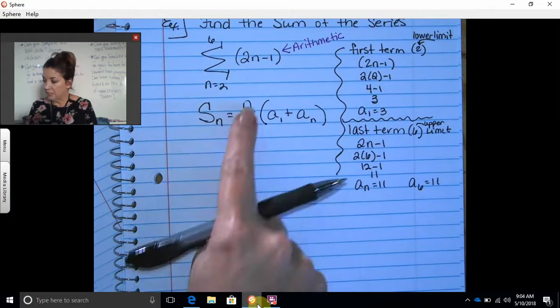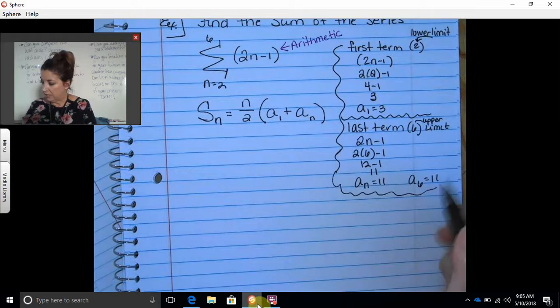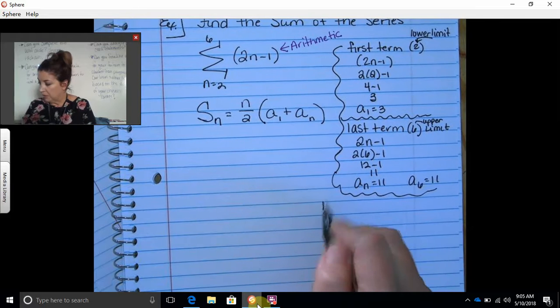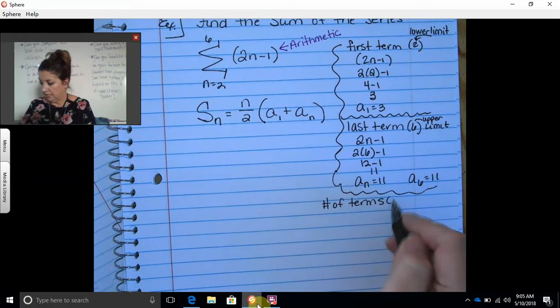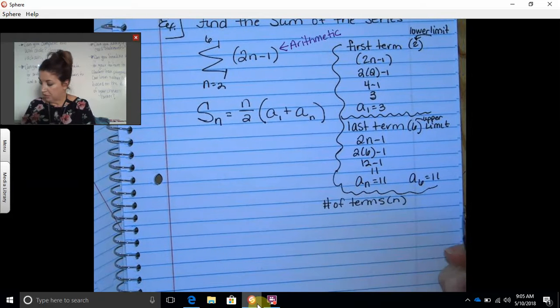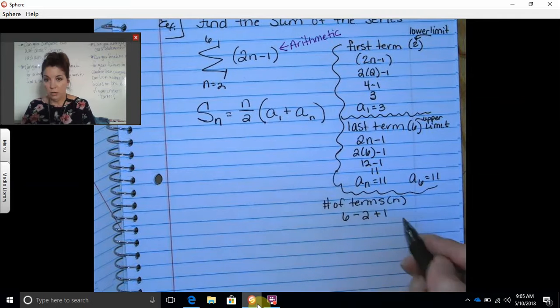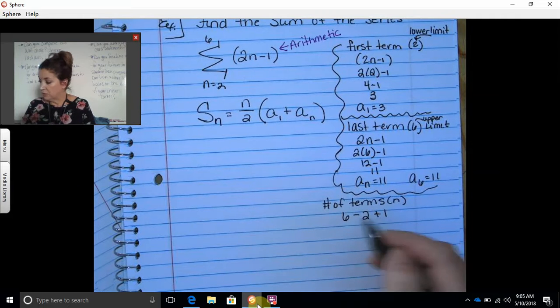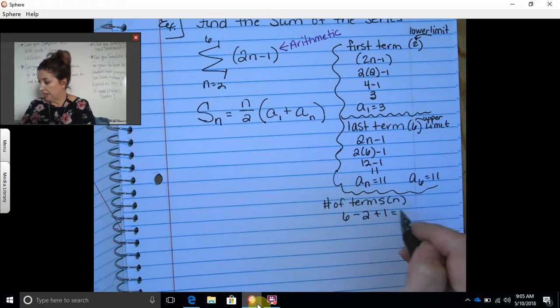Remember, n is the number of terms. We already said what it was, but just so you have it in your notes to remember, for the number of terms, your n, you take your upper limit, subtract your lower limit, and then add 1. So 6 minus 2 is 4. 4 plus 1 is 5. So n equals 5.